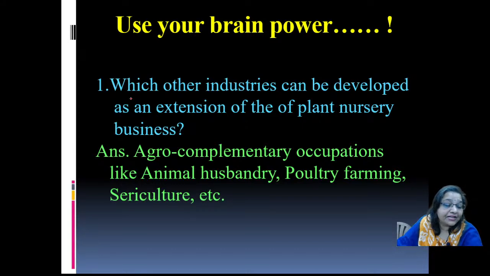Which other industries can be developed as an extension of the plant nursery business? Oh my gosh, plant nursery is a business. Yes, it is a business. And can you try to name other industries which can be developed? Of course, let me tell you, it is already over there on your screens. Agro-complementary occupations like animal husbandry, poultry farming, sericulture, even many more. You have cattle rearing, you have apiculture. There are many more agro-complementary occupations. Okay, so let us see a few of those, and these industries can be developed as an extension of the plant nursery business.